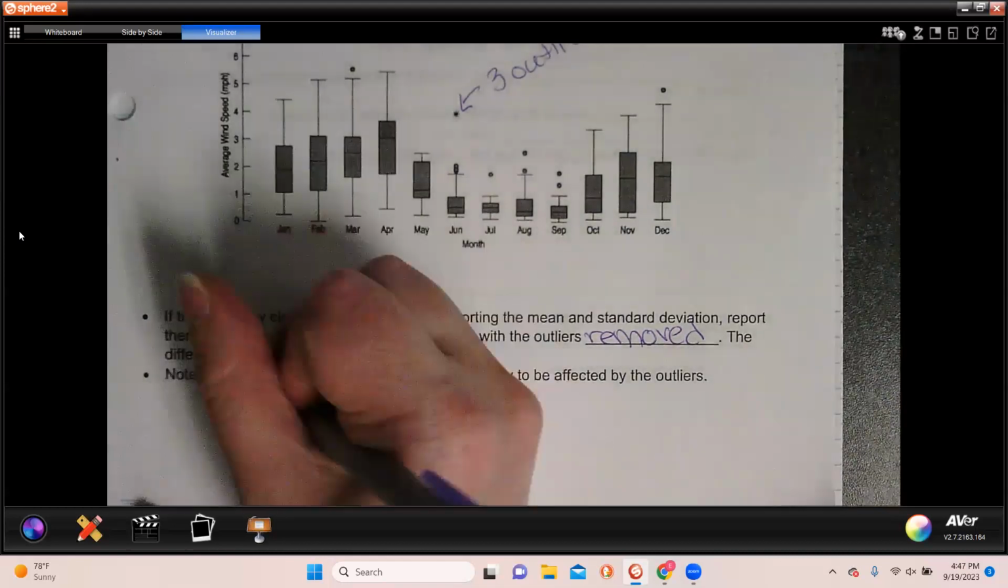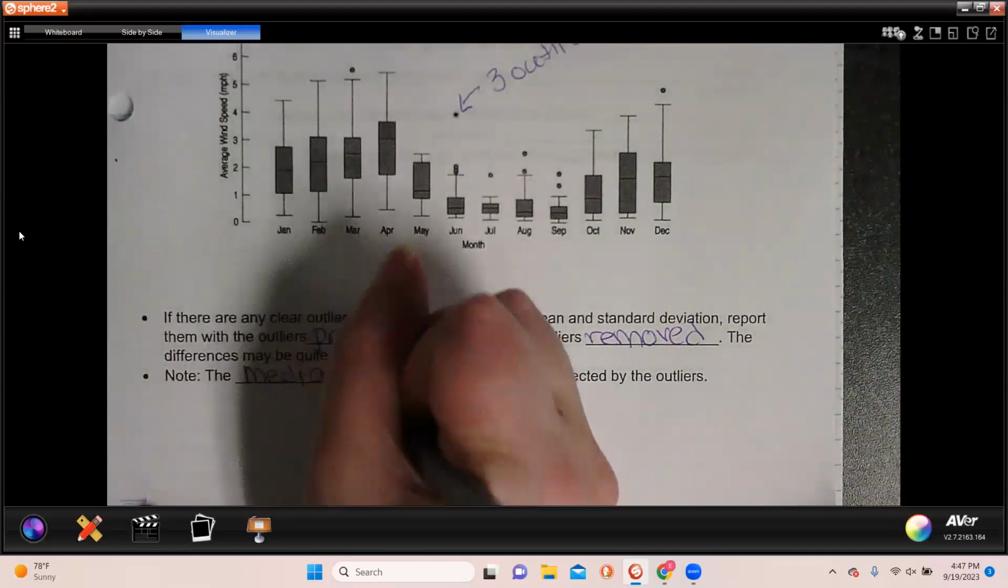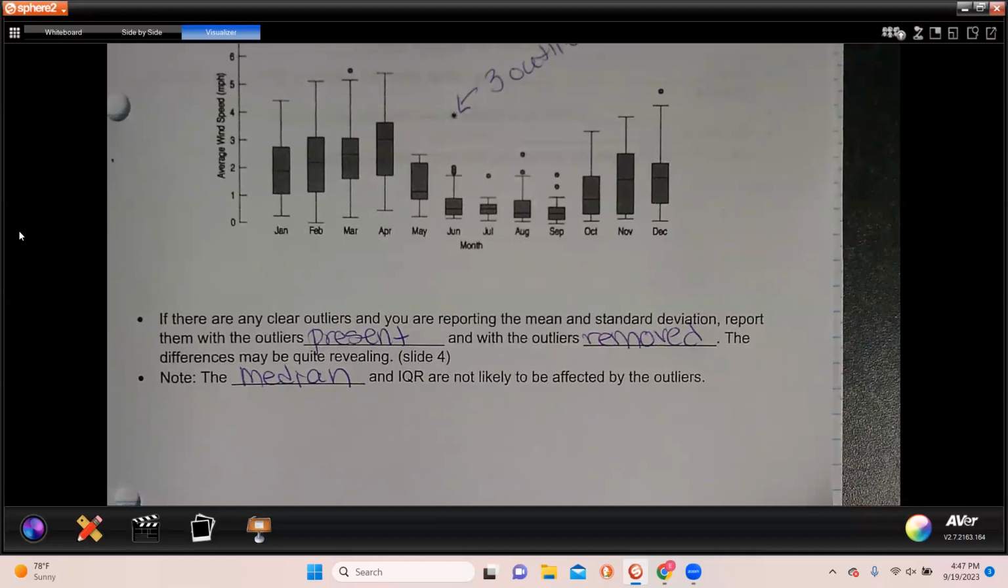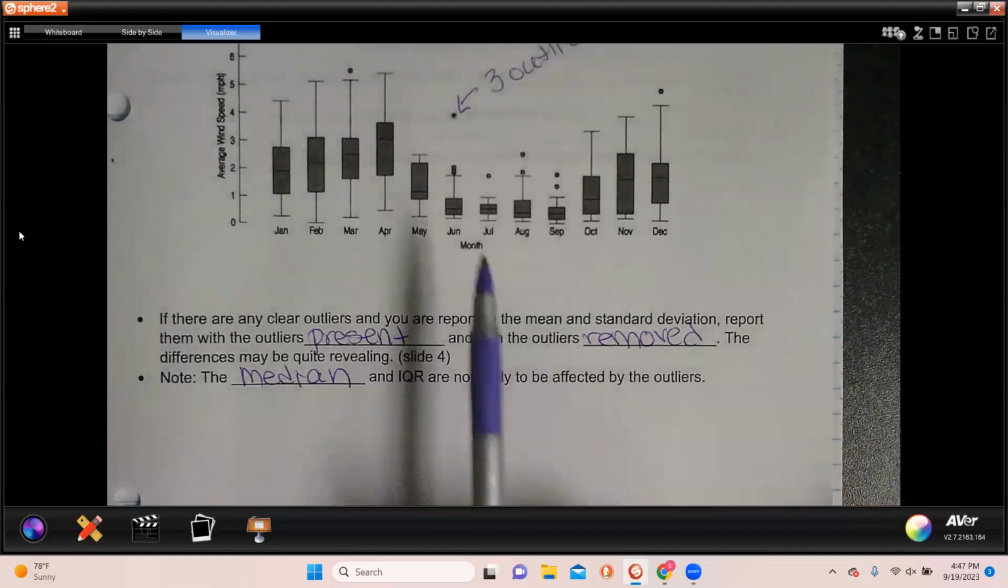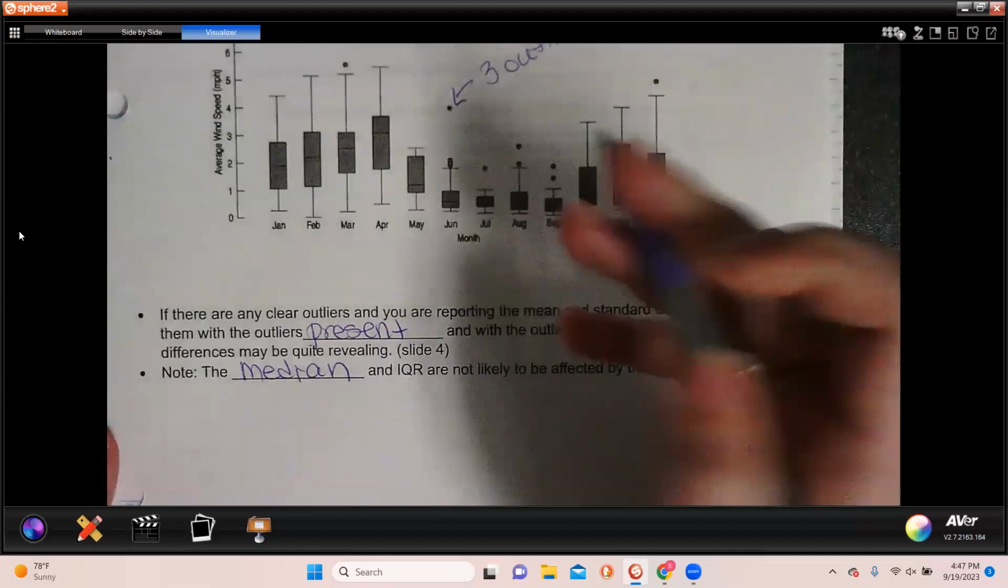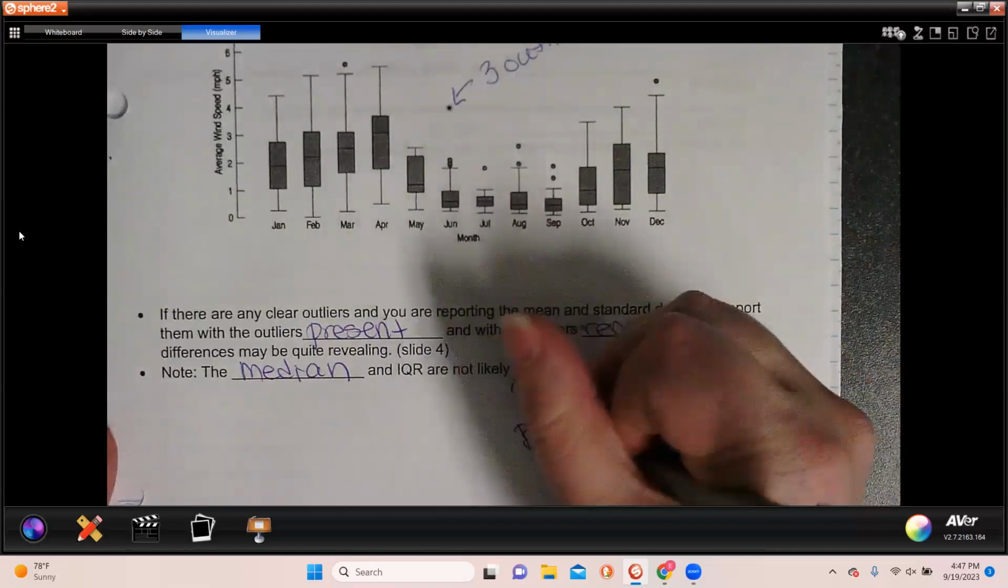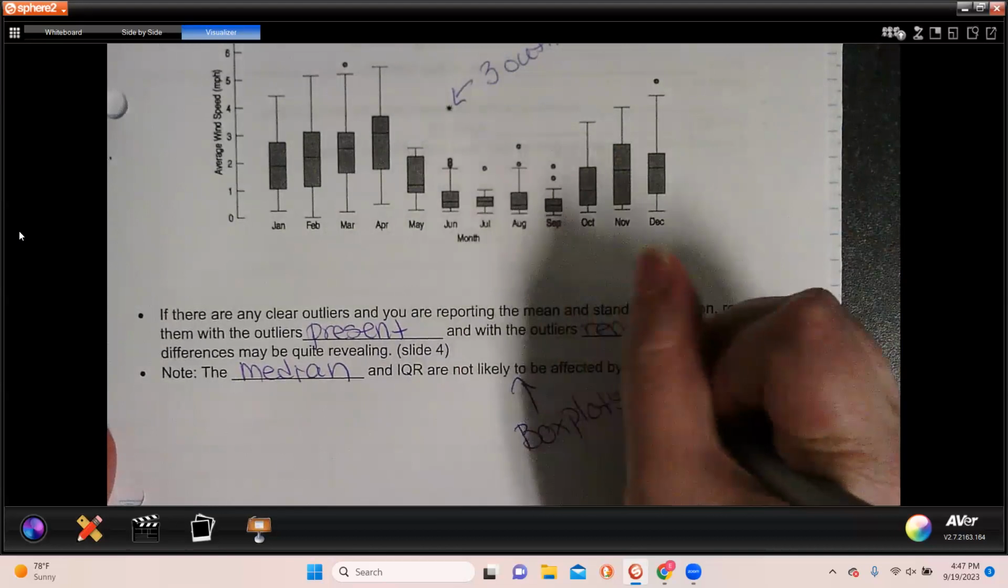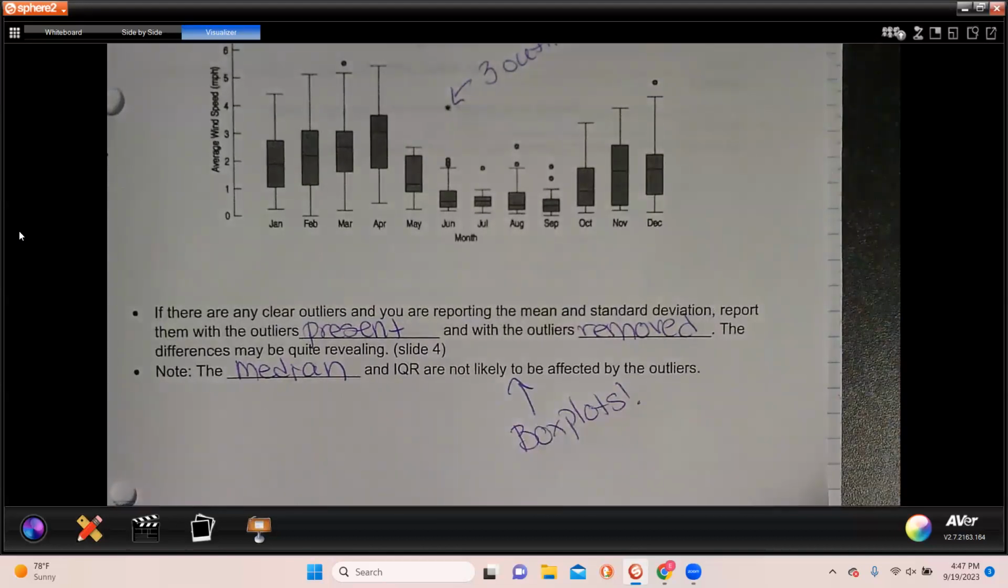Note that the median and the IQR are not likely to be affected by outliers. So this is why the box plots are so useful, because the box plots show the median and the IQRs, and they are not really affected by outliers.